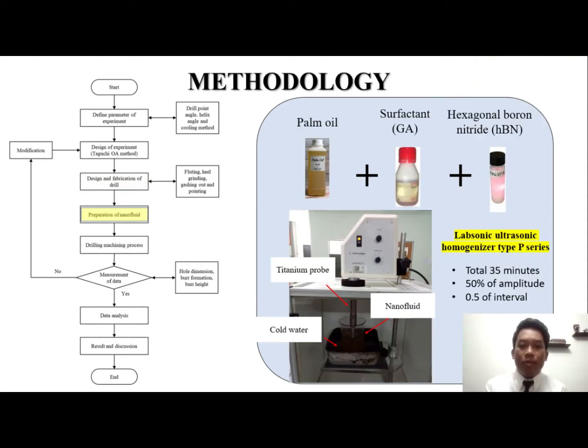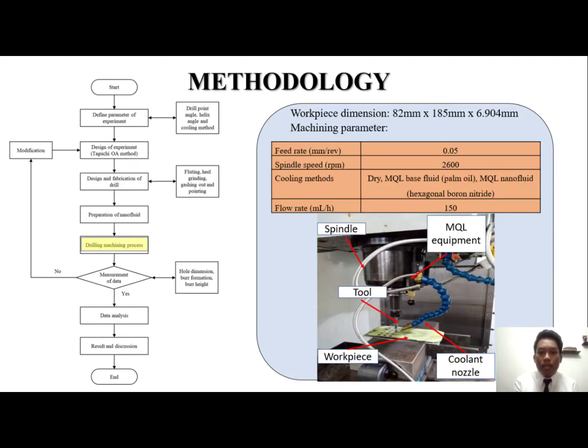After that is the preparation of nanofluid by mixing palm oil and gum arabic as a surfactant and hexagonal boron nitride as the nanoparticle. This nanofluid has been prepared using an ultrasonic homogenizer, and as can be seen on the slide, there are the parameters for the ultrasonic homogenizer used, and the overall time for mixing the nanofluid takes about 35 minutes.